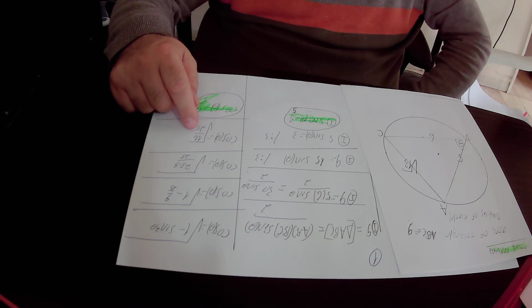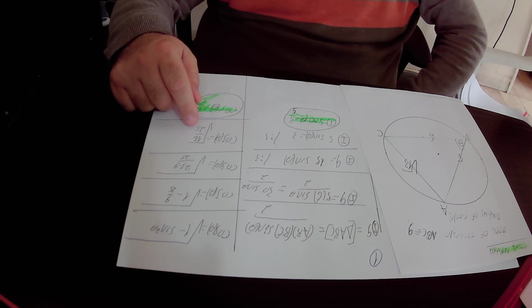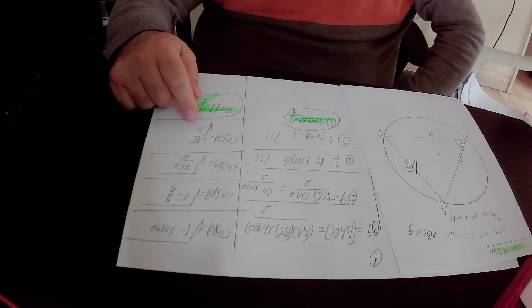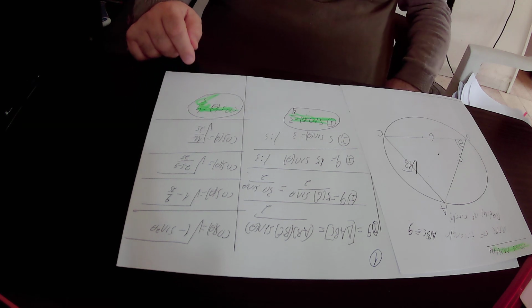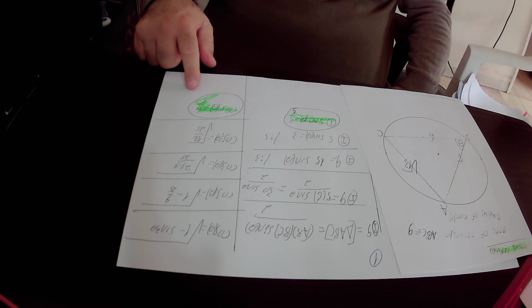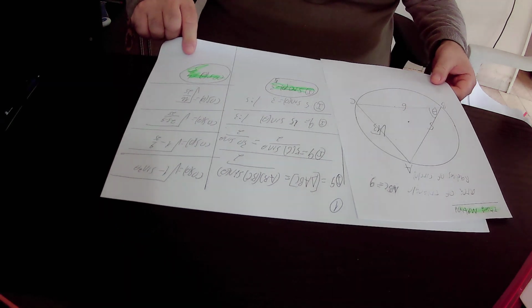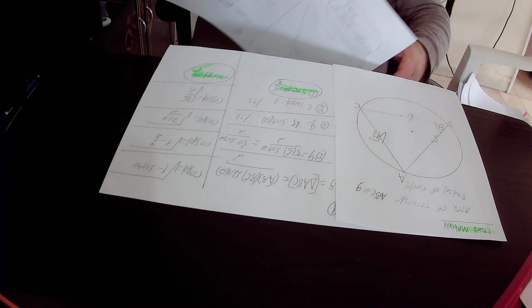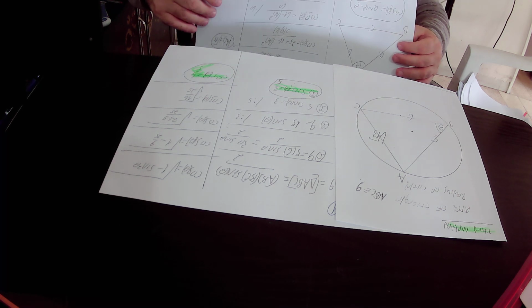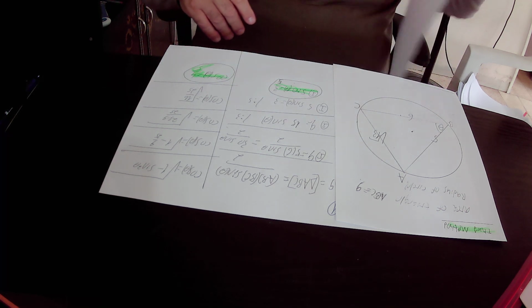So cosine theta equals the square root of 16 over 25. So cosine theta equals the square root of 16, that is 4, over the square root of 25, that is 5. So in conclusion, we found out that cosine theta equals 4/5. Okay, then we implemented the law of cosines in our triangle ABC.